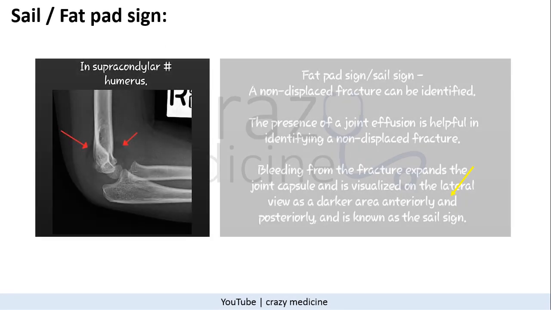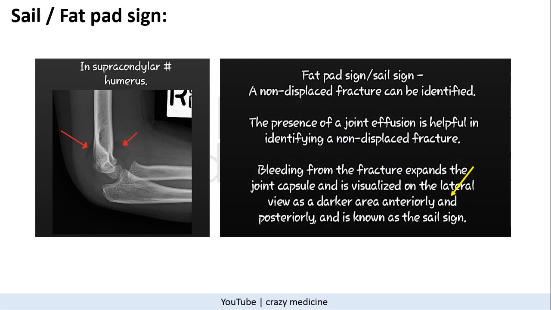This sign is seen in non-displaced supracondylar fracture of the humerus. Bleeding from the fracture expands the joint capsule and is visualized in lateral view as a darker area anteriorly and posteriorly. And this sign is known as sail sign. Look carefully around the red arrows in the image. You can see a darker area anteriorly and posteriorly to the humerus bone.